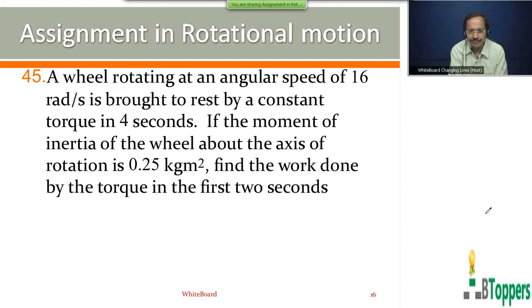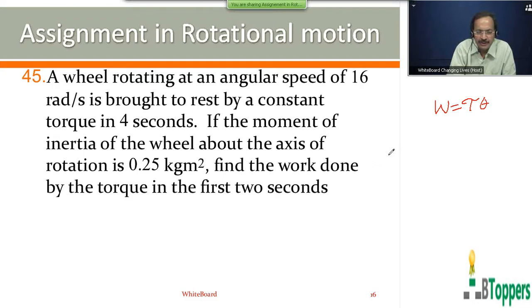A wheel rotating at an angular speed of 16 radian per second is brought to rest by a constant torque in 4 seconds. The moment of inertia of the wheel about the axis of rotation is 0.25 kg meter square. Find the work done by the torque in the first 2 seconds. So work done by the torque in the first 2 seconds, you can write product of the magnitude of the torque and angular displacement theta in the first 2 seconds.